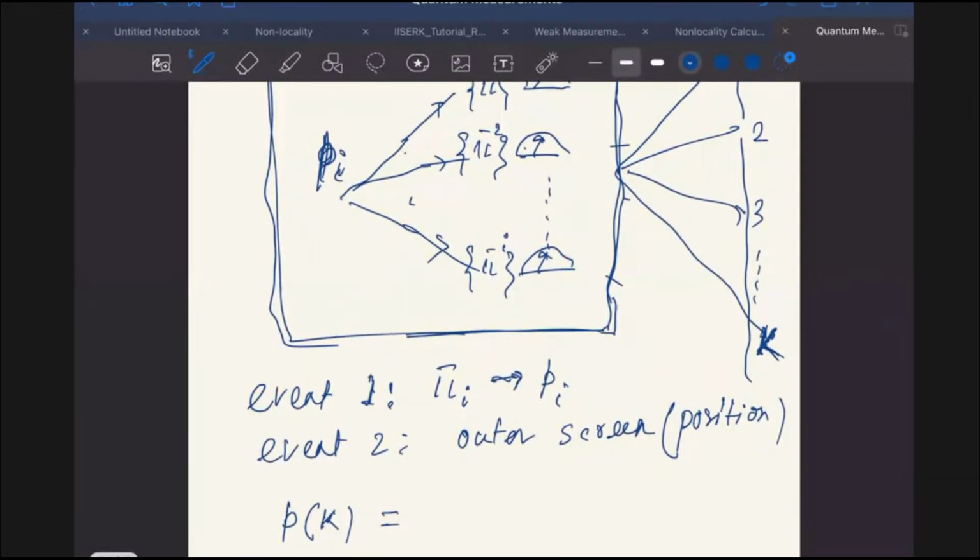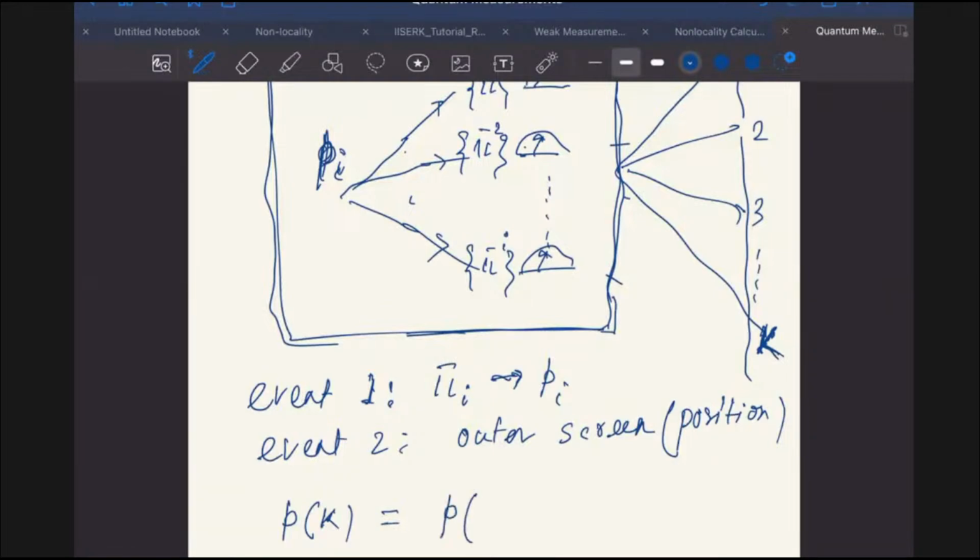So then what do I have to do? Then I have 2 events. So the whole probability will just be the product of those 2 events. One is pi i, that the ith projector is selected. And the other probability will be that I get a detection at k when the ith projector is selected. And I have to sum over all the i, right?